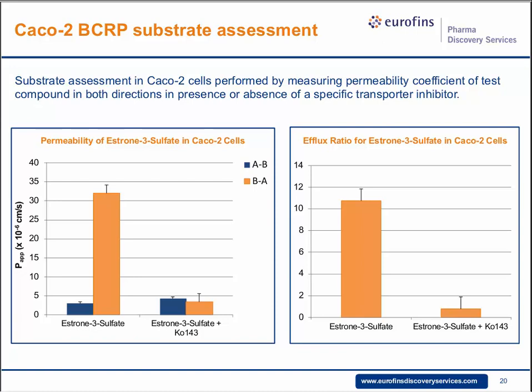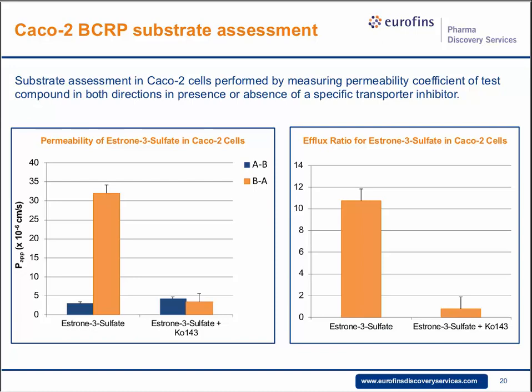This slide shows data obtained using the Caco-2 cell line in a transwell permeability assay to assess a test compound as a BCRP substrate. For substrate assessment, the permeability of the test compound is determined in both A to B and B to A directions, with and without the presence of a specific transporter inhibitor.